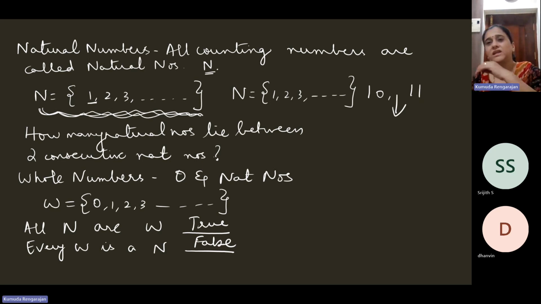So what makes the collection of whole numbers? All the natural numbers and 0 form the collection of whole numbers. So every natural number is a whole number. But every whole number need not be a natural number, because 0 is a whole number which is not a natural number.